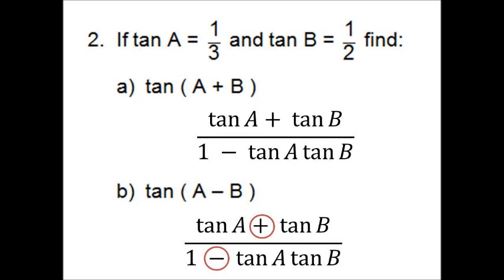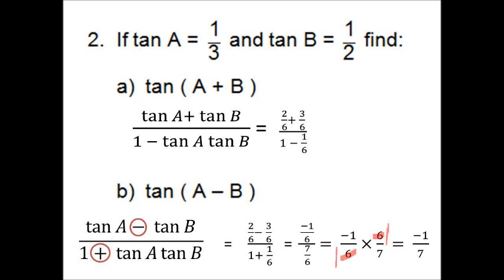Now what about the difference? Tangent of A minus B. If you write the formulas out, you'll notice that the only difference for its formula is that the positive and negative on top and bottom actually switch out. So the formula is tangent A minus tangent B, all divided by 1 plus tangent A times tangent B. Work the same math out. We have 2 divided by 6 minus 3 divided by 6, all over 1 plus 1/6. So that equals negative 1/6 over 7/6.